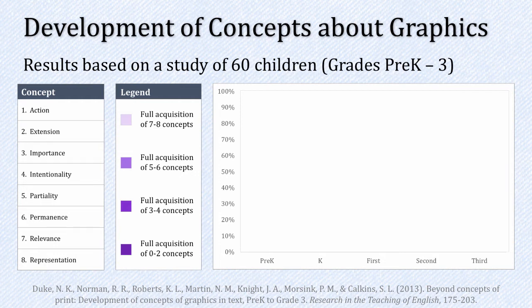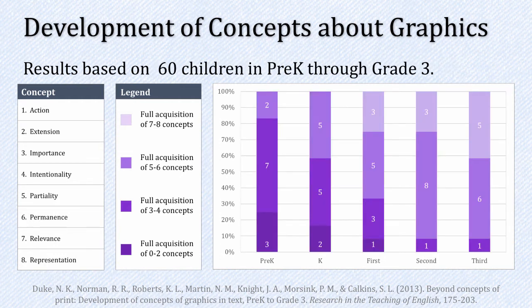So what did the researchers find? Take a look at the pre-K column. As you can see here, in pre-kindergarten, the vast majority, 10 out of the 12 students, which is roughly 83% of the students, only had full acquisition of up to 3 or 4 concepts about graphics. In kindergarten, there's 5 students that seem to have full acquisition of 5 to 6 concepts.